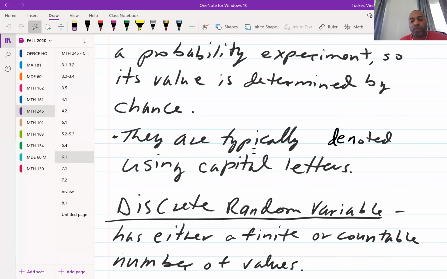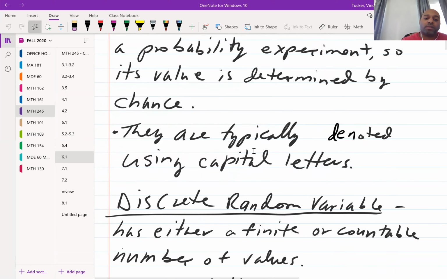A discrete random variable has either a finite or countable number of values.